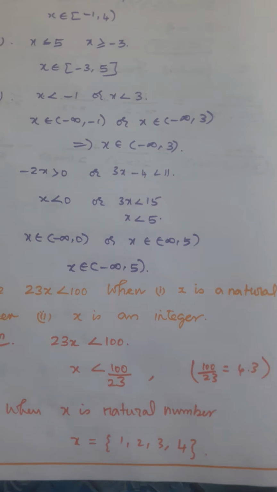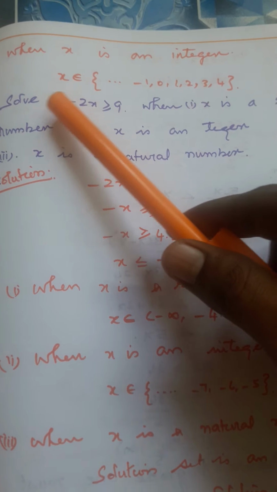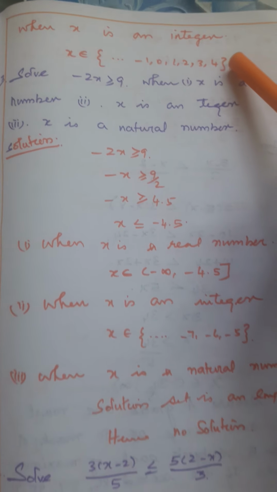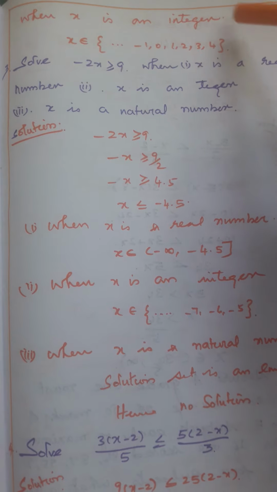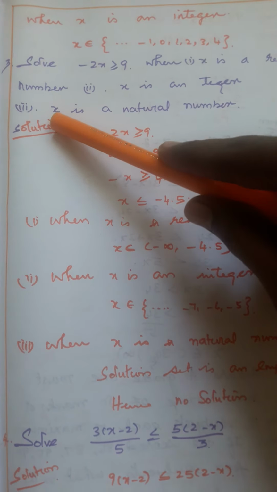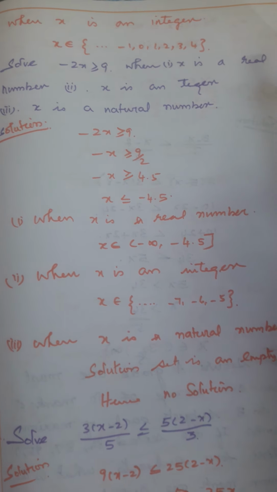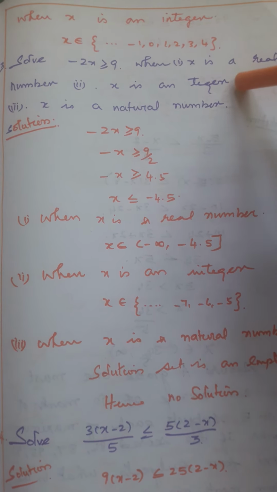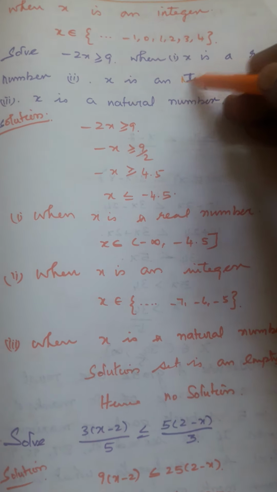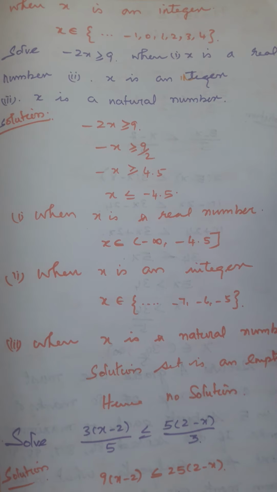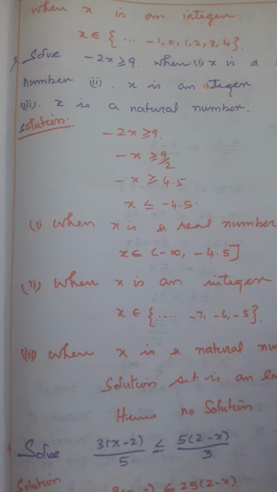That is your answer. And when it is an integer, your x can be negative numbers from minus infinity till 4. So that is your answer when x is an integer. The third question, solve minus 2x is greater than 9. You have three categories. The first one, real number. The second one, integer. And the third one, x is a natural number. So you have three categories.